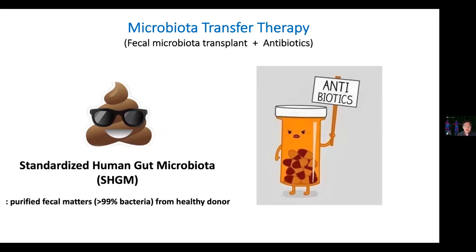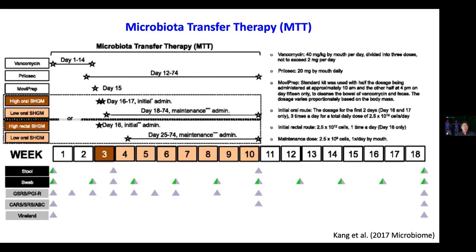Although this is a fecal transplant, we designed a therapy called microbiota transfer therapy, which combines antibiotics and fecal microbiota transplant together. Although I talk about fecal matter, which is stool or poop samples, we very much purified these fecal matters. It ends up as purified fecal matter, up to 99% bacteria from healthy donors, which is called standardized human gut microbiota. The idea was to try antibiotics first and then the fecal transplant. This is a 10-week treatment and then an 8-week observation period.